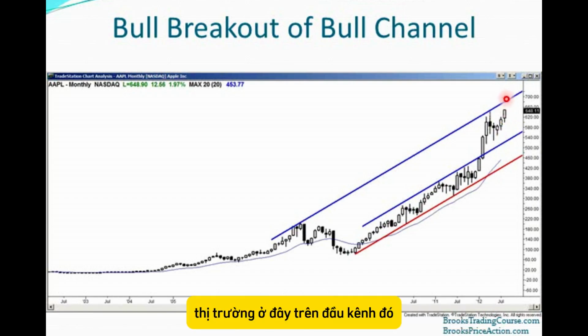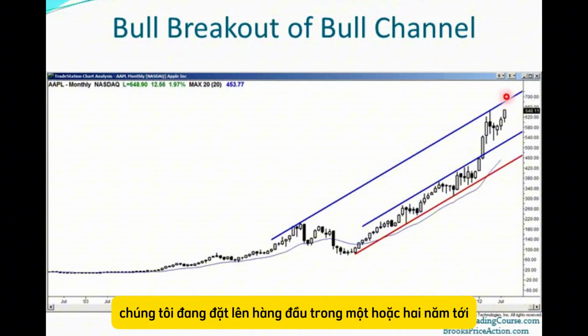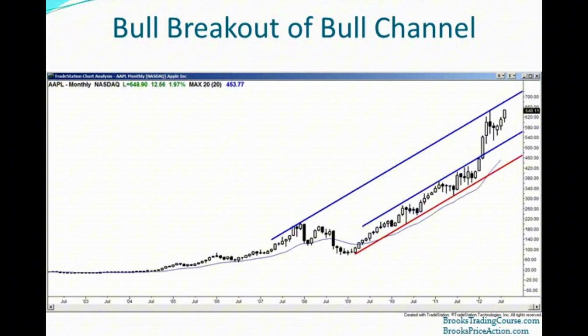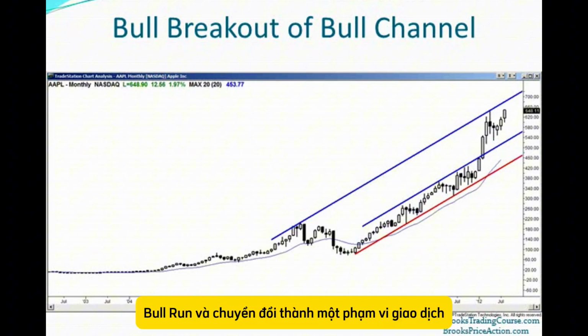Currently the market is up here above the top of that channel. However, I think there's a pretty good chance that we're putting in the top for the next year or two, and that will work down to the bottom of the channel in Apple. The channel's rising, so by the time Apple gets there, it might be at 550, 600, but I think Apple's putting in a top up here, or at least the end of the bull run and the conversion into a trading range.